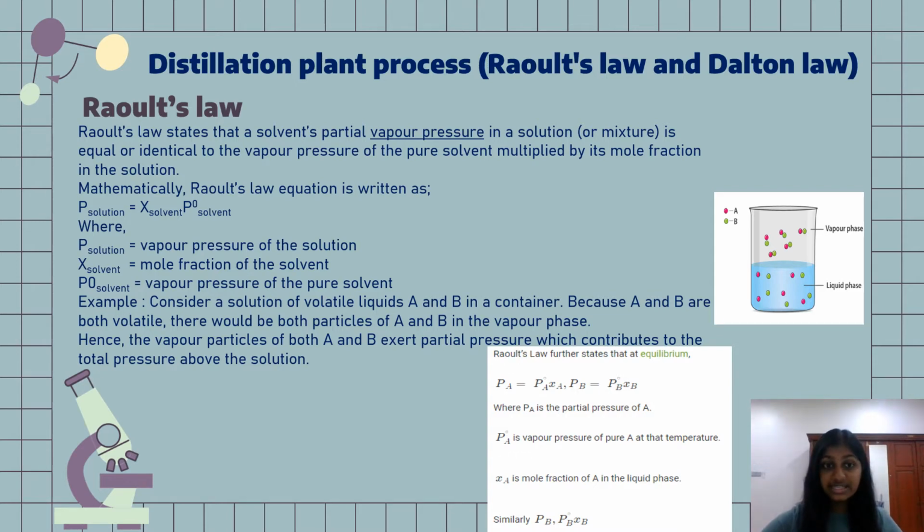For example, consider a solution of volatile liquids A and B in a container. Because A and B are both volatile, there would be both particles A and B in the vapor phase. Hence, the vapor particles of both A and B exert partial pressure, which contributes to the total pressure above the solution.